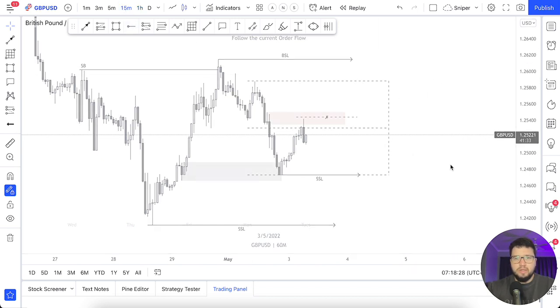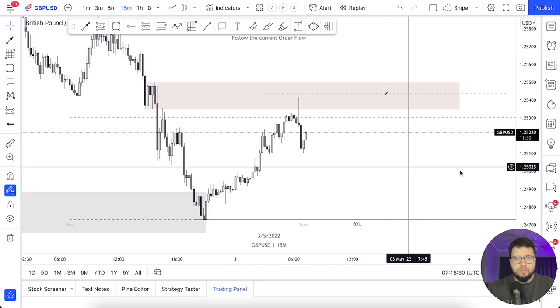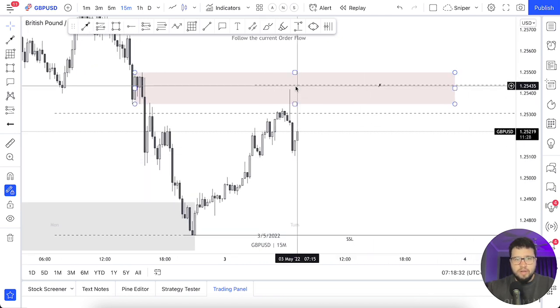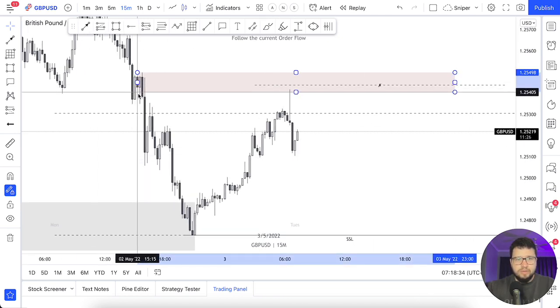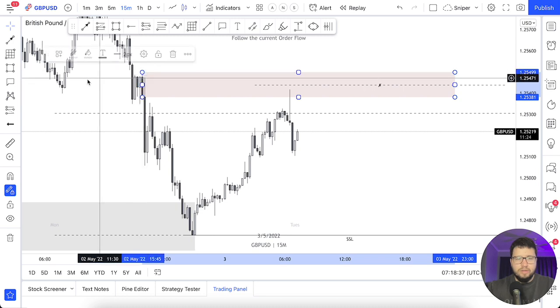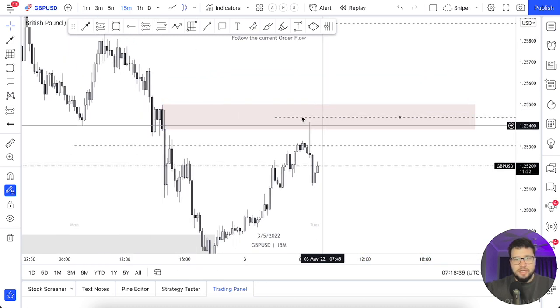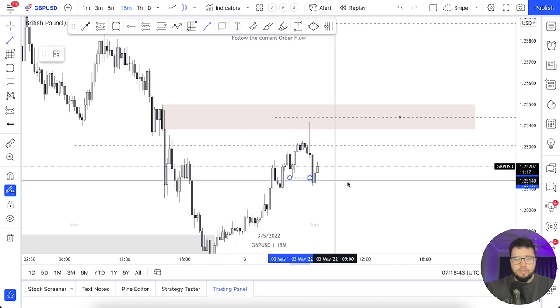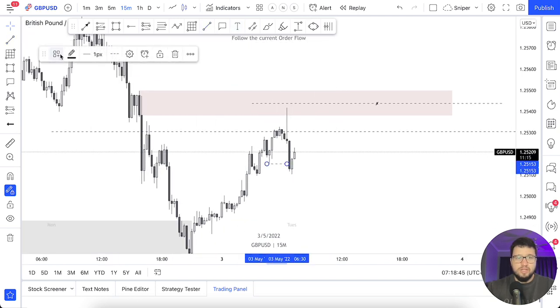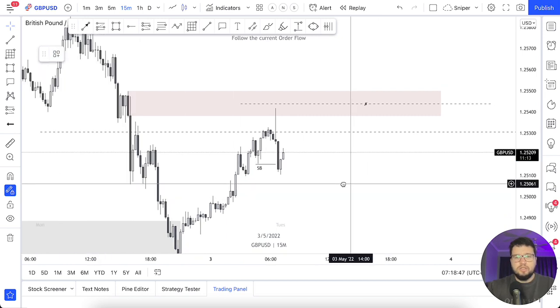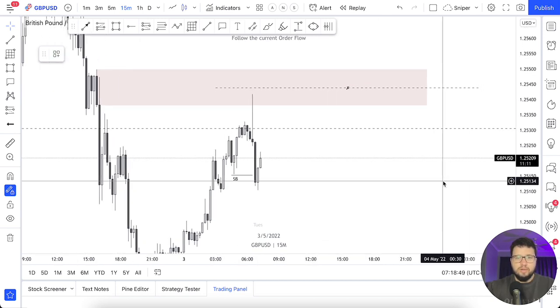So we're going to just have a quick look at the 15-minute. A very nice wick on the 15-minute into this area. A very nice range on the 50-minute. We tapped into it and we saw this starting to break towards the downside. So we're starting to see that evidence that price is showing us that it is willing to go lower.